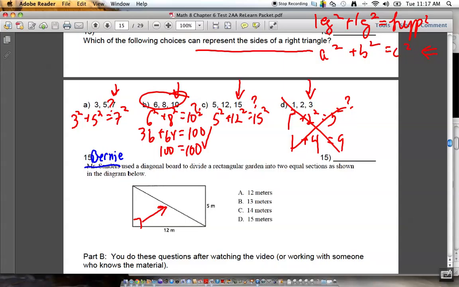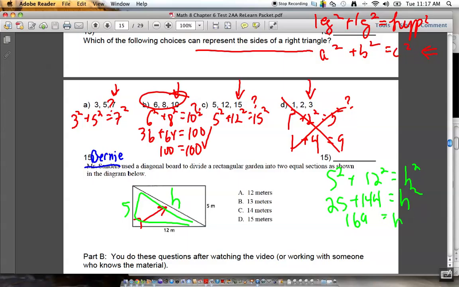Well, again, this shape here is a right triangle. So 5 squared plus 12 squared is equal to, and I'm going to call this an h for hypotenuse, h squared. So 25 plus 144 is equal to h squared. We actually did this one in the prior video, but in case you didn't see it, we'll do it now. H squared is 169, because 25 plus 144 is 169. Square root both sides, and I get that h is 13, and it's choice B.